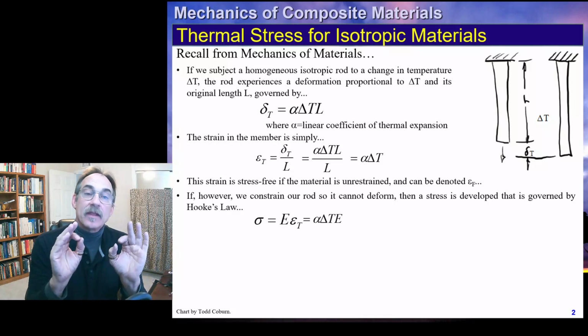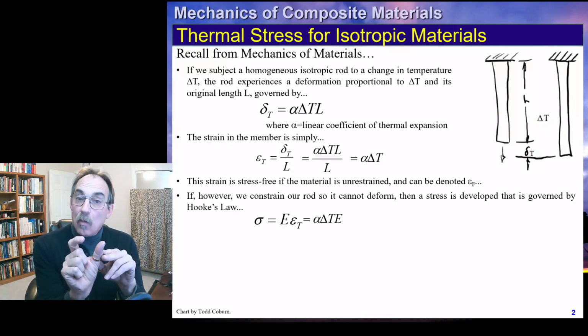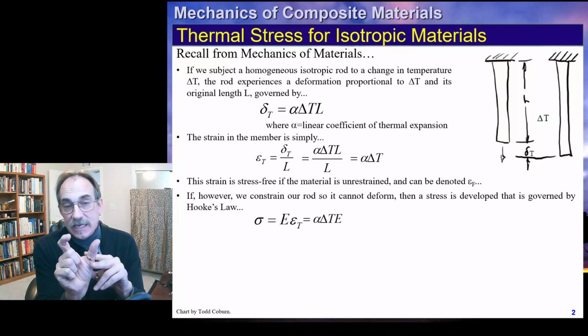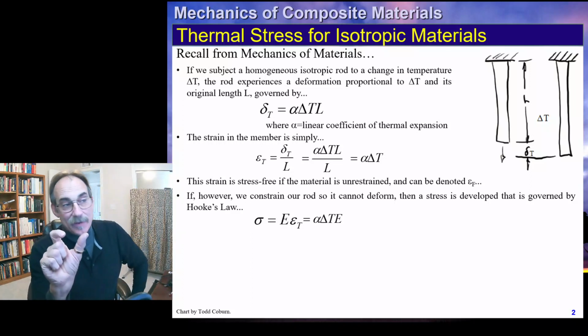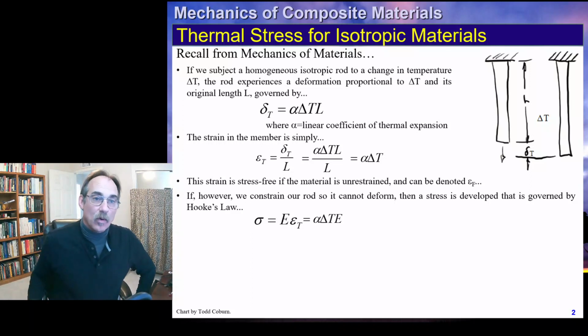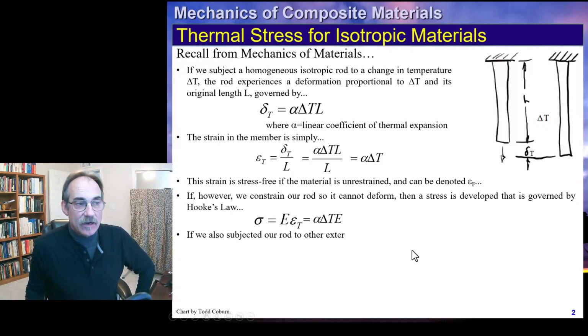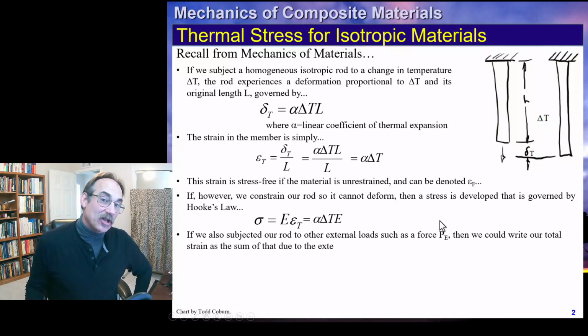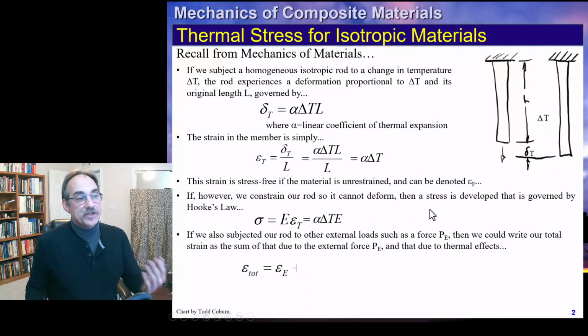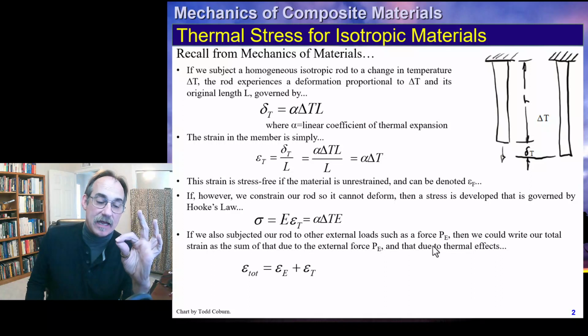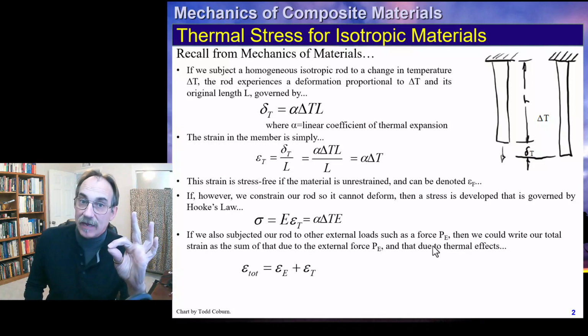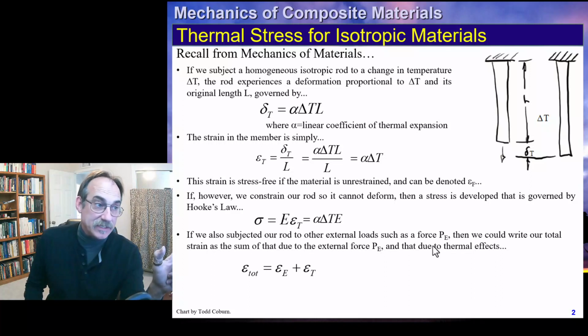So we could take that thermal strain that it wanted to do, alpha delta T, and that amount of strain being inhibited will cause a stress according to Hooke's law, as we see here. If we had external loads on this rod, it would have strained as well, according to Hooke's law, and the total strain on the element would be whatever it strains due to temperature effects plus whatever it strains due to loading effects, as we see here.